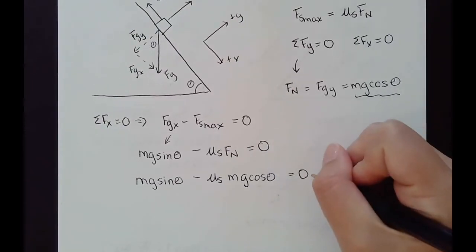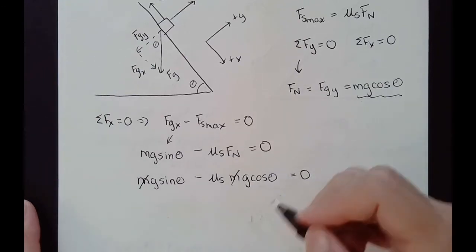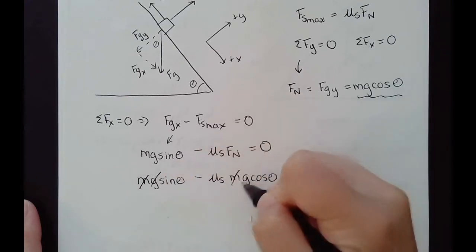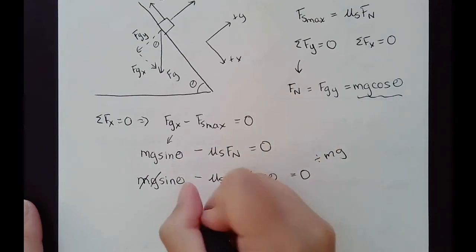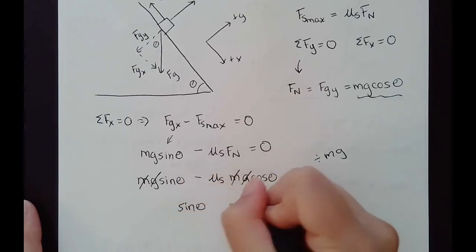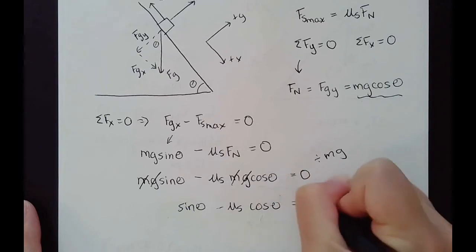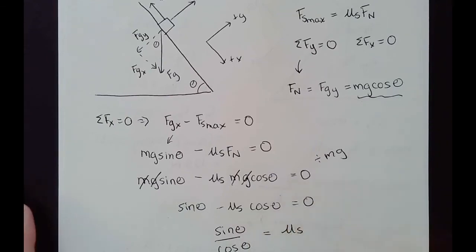So one thing to notice is that it's difficult to solve for sine and cosine to isolate them when we have both terms in this equation. So I'm going to cancel the mass and g, because they're in both terms. So essentially we're dividing both sides by mg. And now I have sine theta minus mu s cos theta equals 0. And rearranging further, I can have sine theta over cos theta equals mu s.